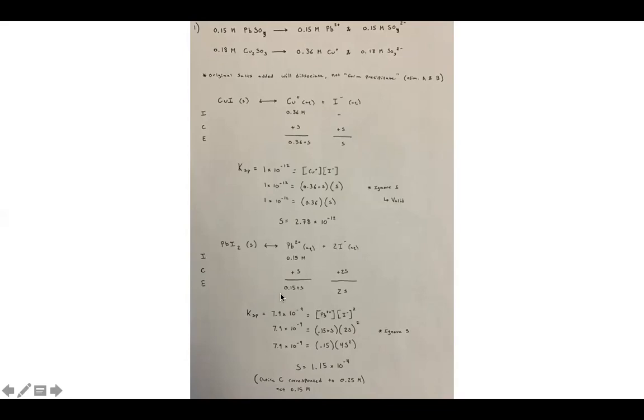And so at equilibrium, our amount of lead is 0.15 plus S, and our amount of iodide is 2 times S. And so I'm going to plug this into my Ksp equation. So the Ksp, which is 7.9 times 10 to the negative 9th, is equal to my concentration of lead times my concentration of iodide squared.